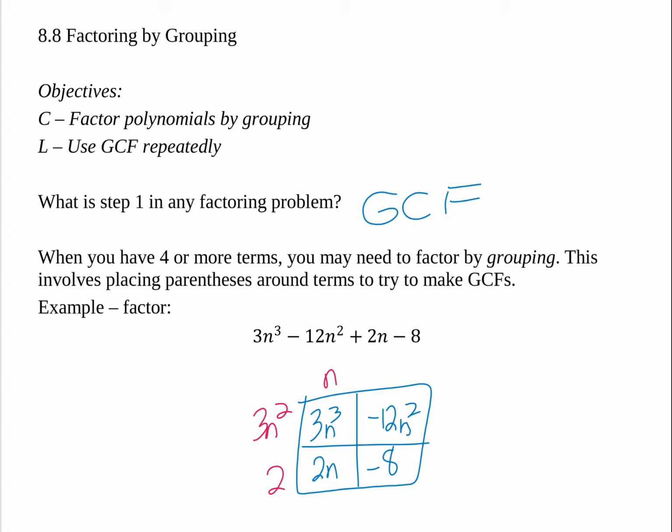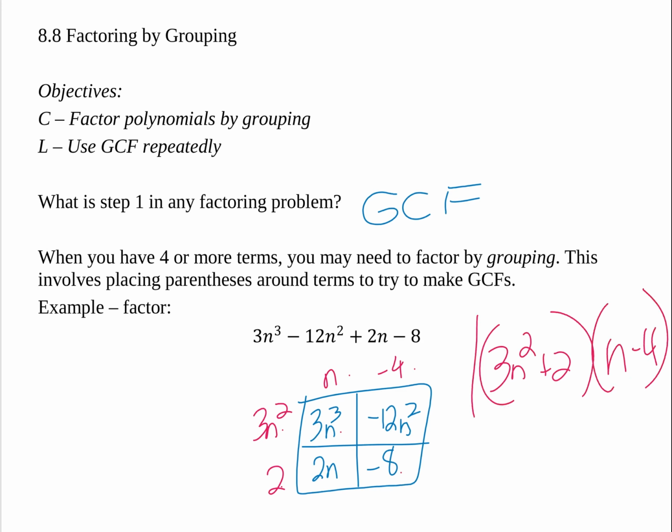Negative 4. So just to refresh your memory, if you're not sure if you actually got the GCF, you should be able to multiply the row by the column and get the number that's in the box. So for example, this negative 8 right here, 2 times negative 4 is negative 8. This 3n to the 3rd, 3n squared times n is 3n to the 3rd. If you don't get what's in the box, you didn't pull out the GCF correctly, so then you would just go back and fix that, okay? Well, anyway, we have the answer right here, 3n squared plus 2 times n minus 4, and we're done.